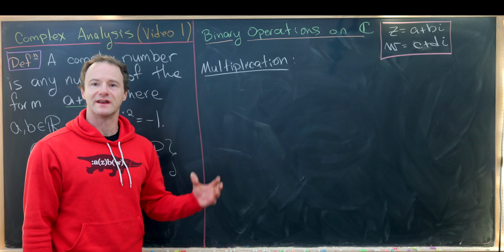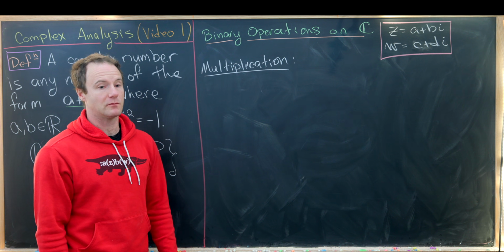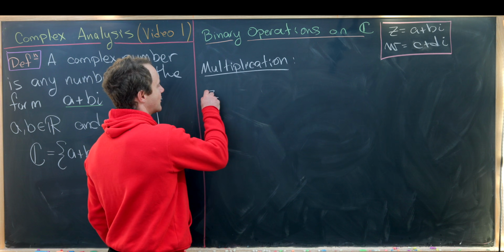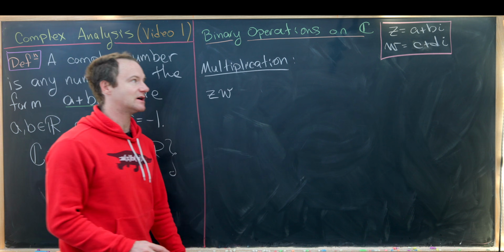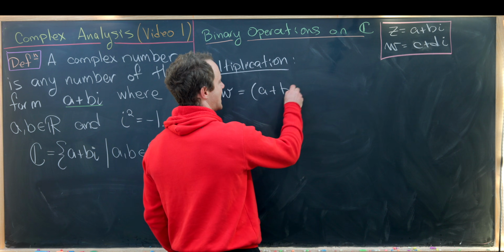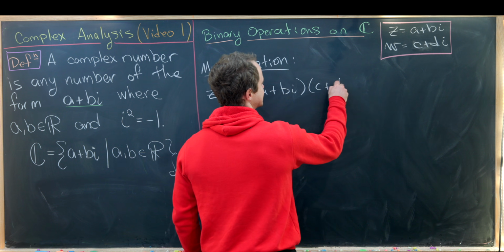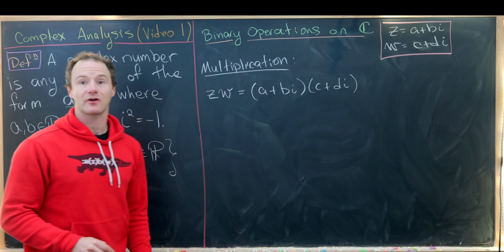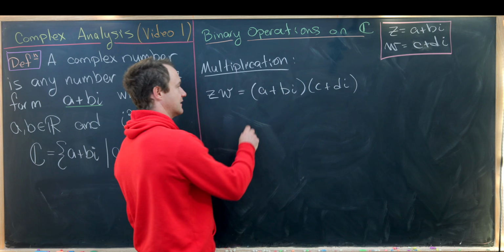Okay, so now that we've looked at addition of complex numbers, we're ready to look at multiplication. You can probably guess how this goes. So given Z and W defined like we had before, I'm going to write out some details here. So we have a plus bi, c plus di, and now we're just going to FOIL it out, keeping in mind that i squared is -1.